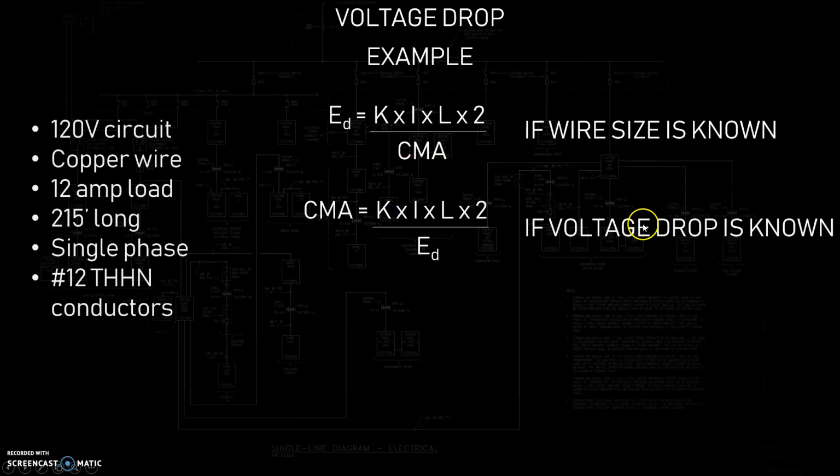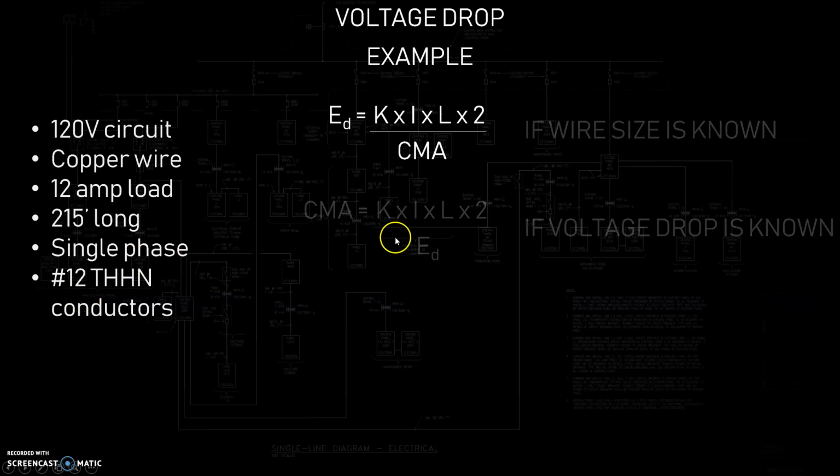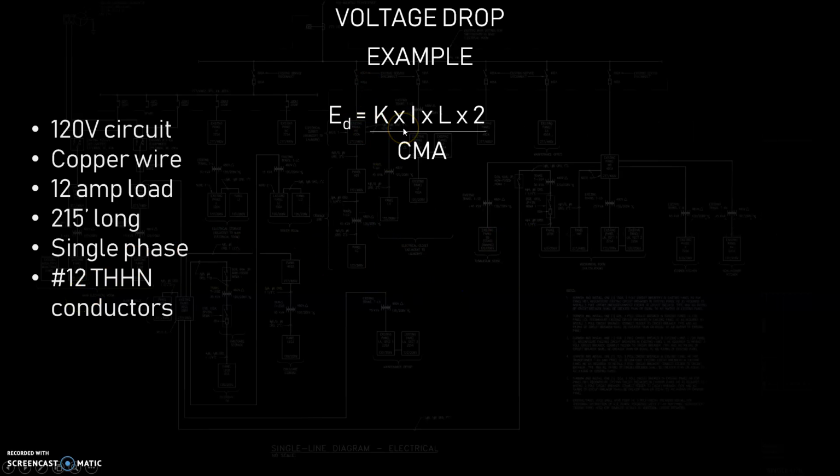We have the second formula if the voltage drop is known. I look at this, okay, I do know the wire size. I don't know the voltage drop yet, right? So we're going to scrap this one and we're going to use this first formula. And the way you can tell, whatever you're looking for, whatever is unknown, is going to be on the left of that equal sign. In this case, it's voltage drop.